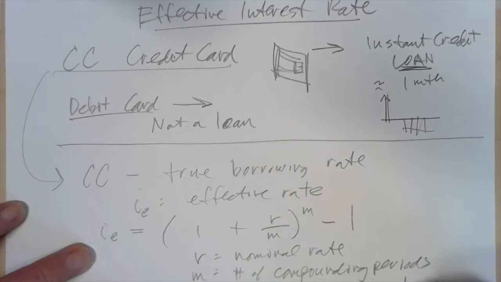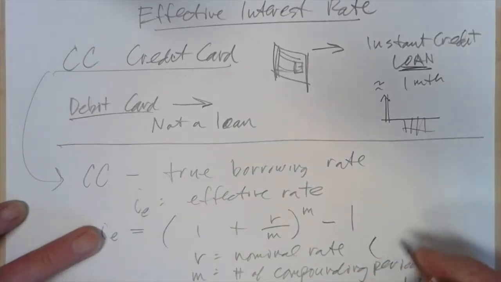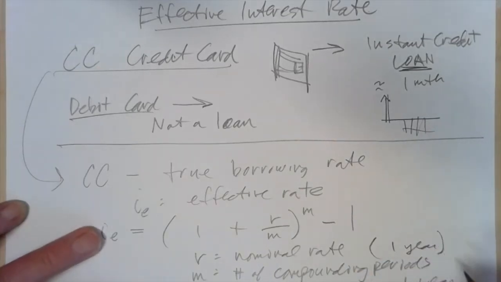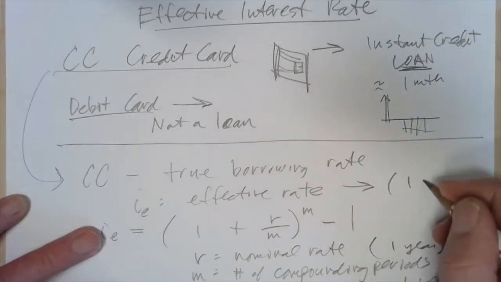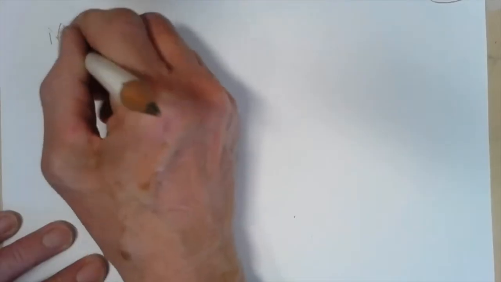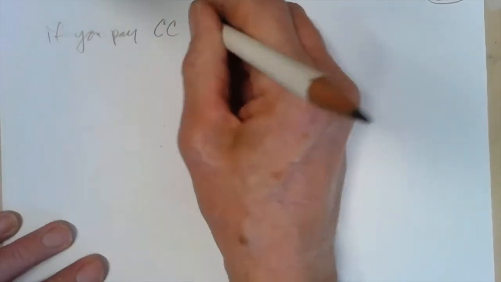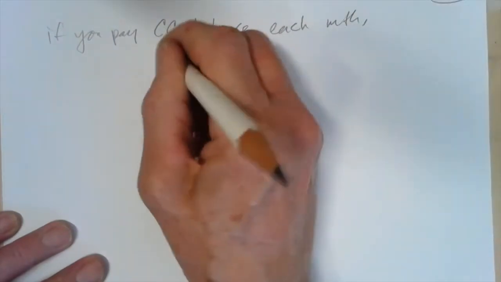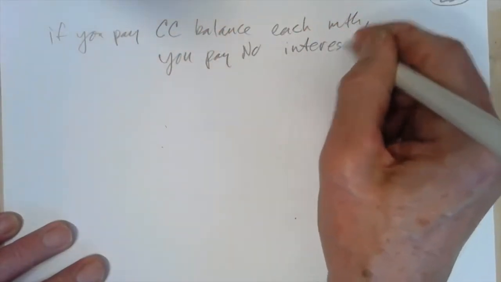Now let's talk about that. In 1 year. Nominal rate always applies to 1 year, and the effective rate always applies to 1 year, not a month. You wouldn't say an effective rate for a month. If you pay the credit card balance each month, you pay no interest.